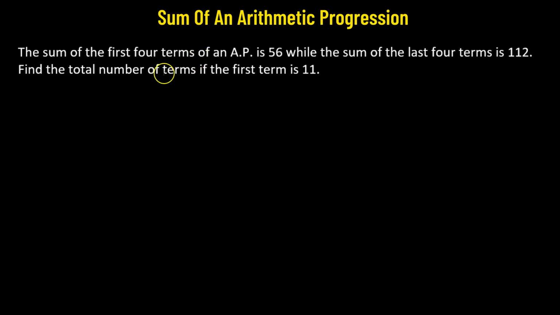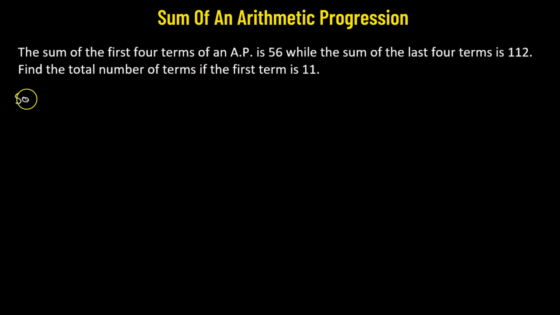So here it's given that the sum of the first 4 terms of an arithmetic progression is 56, while the sum of the last 4 terms is 112. It's also given that the first term is 11. Using all these facts, we need to find out the total number of terms present in the arithmetic progression.